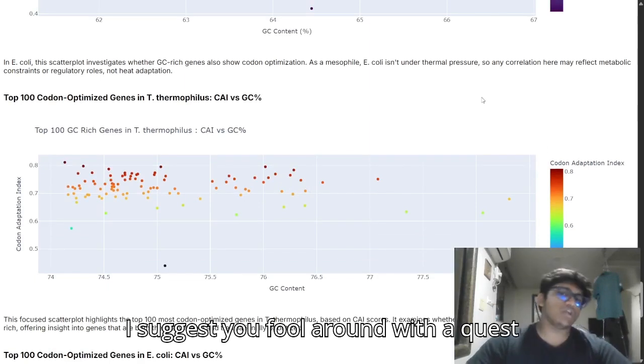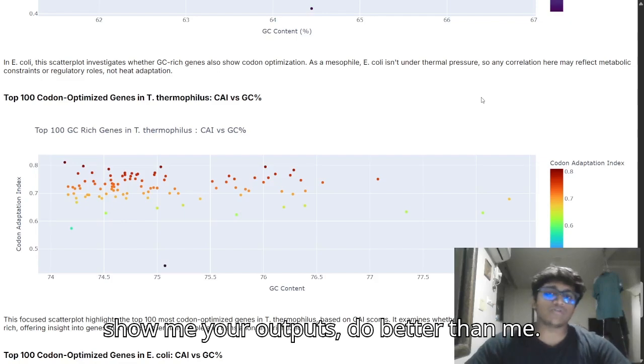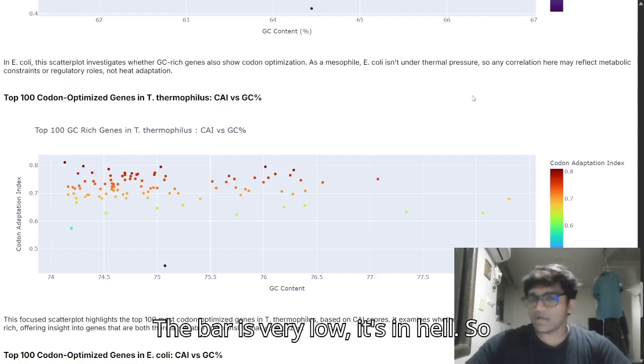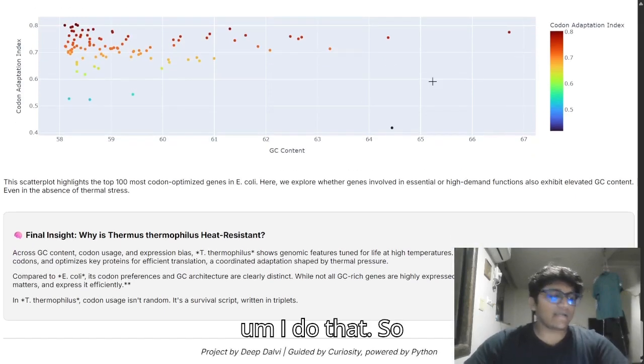I suggest you fool around with a quest like this, or rather, I would say, do this. Show me your outputs. Do better than me. The bar is very low. It's in hell.